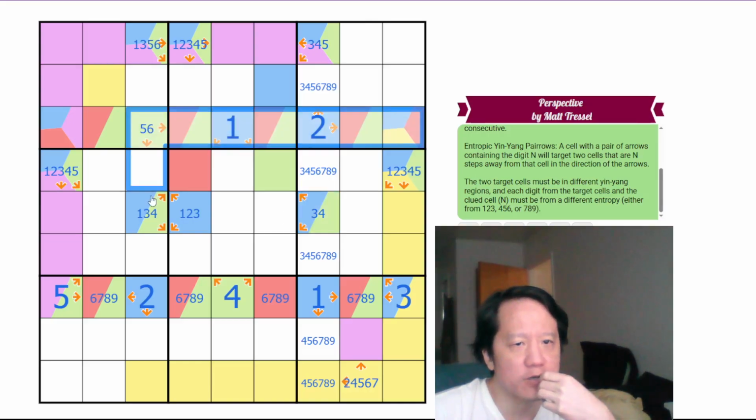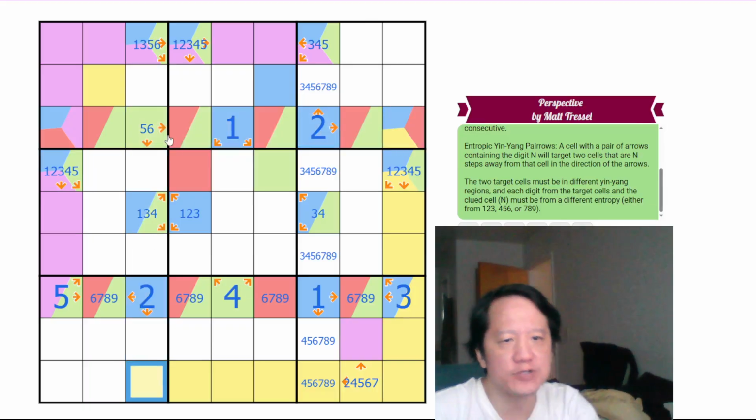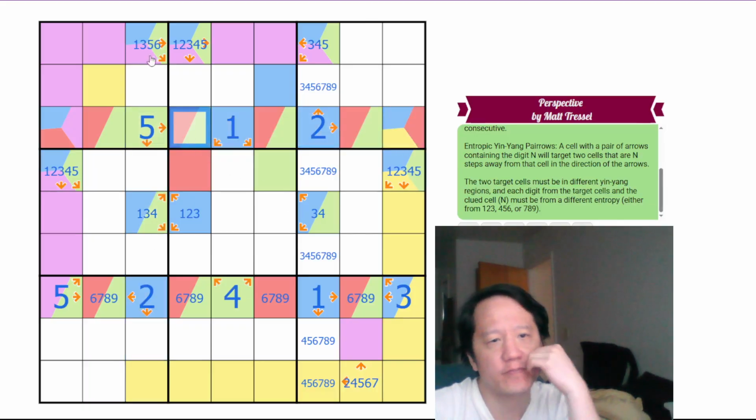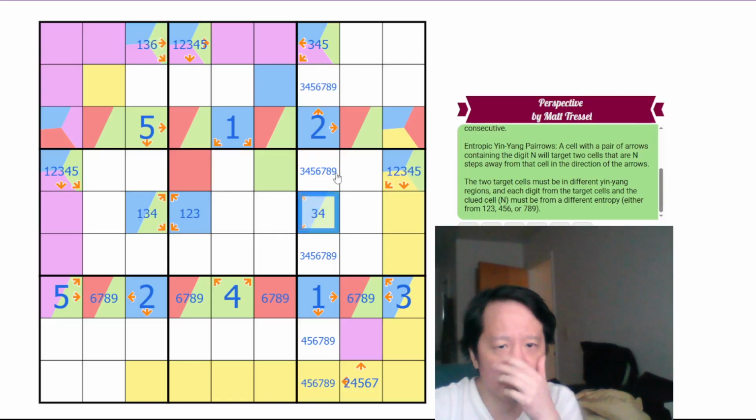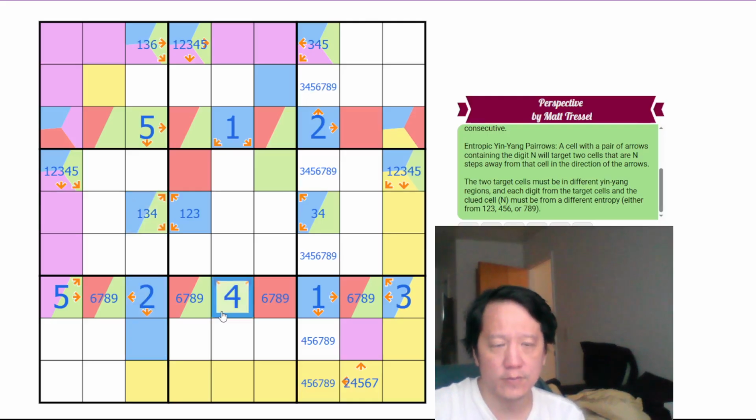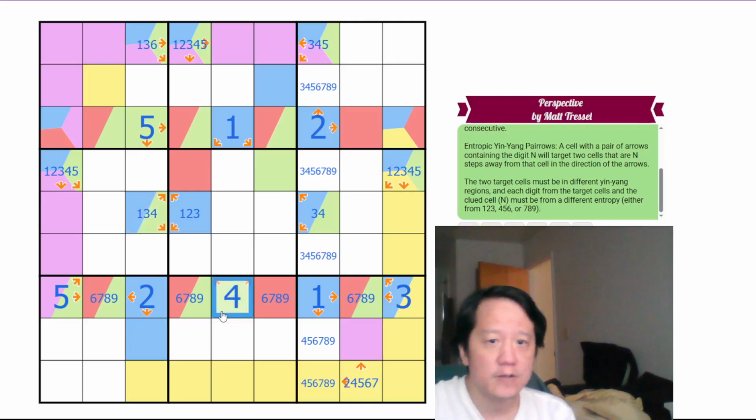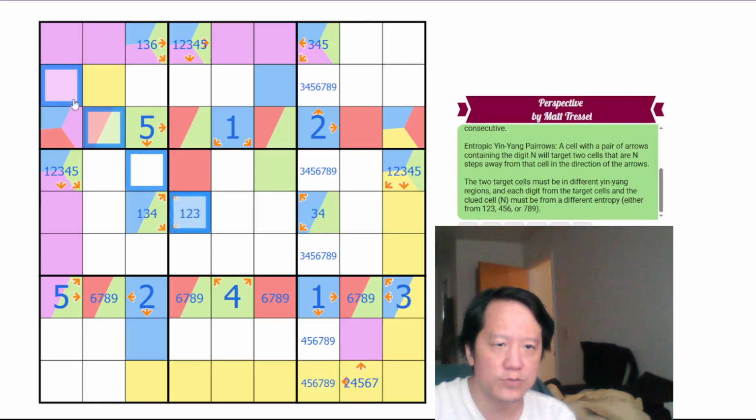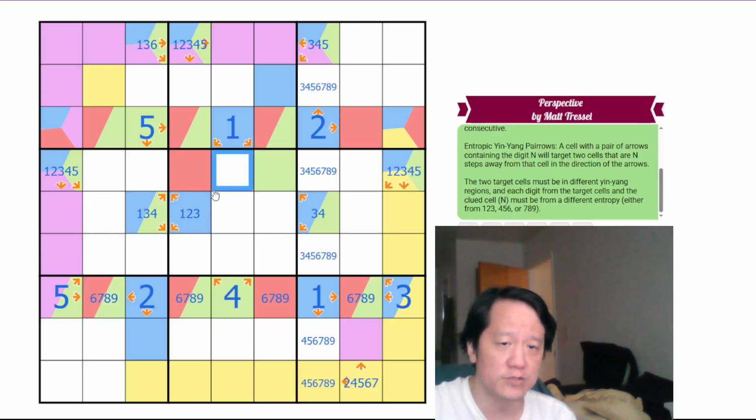6 does not work here because these would not be different regions. So this would then be 5. No 5 here. This is not green, so therefore this has to be red here. 5 away would have to be then low. Okay. 4 could work here because these are different regions. 3 could not. 1, 2, 3. It could be 3 still here. These are different regions.